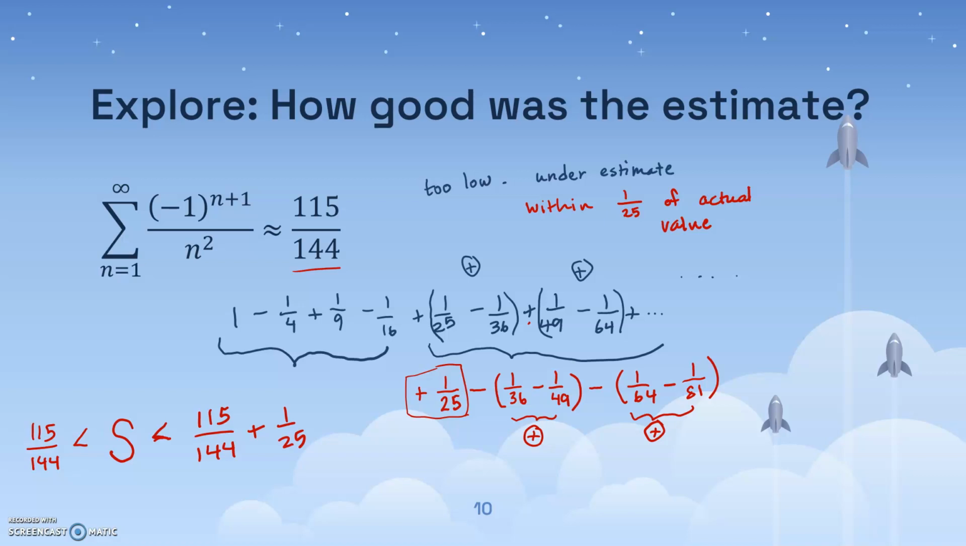Also, the same grouping applies. If we had used one more term, then our estimate would be too high, and it would be within 1/36th of the actual value. You can play with grouping in order to see that that's true. But if we include one more term, it'd be too high. If we include then one more term, it'd be too low again. Remember, the alternating series kind of bounces back and forth, getting closer and closer to that sum.